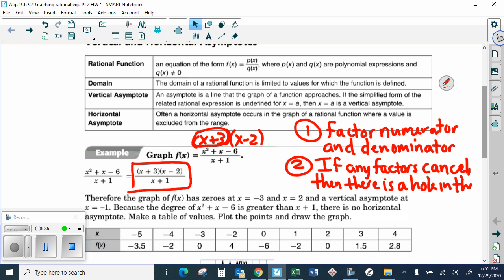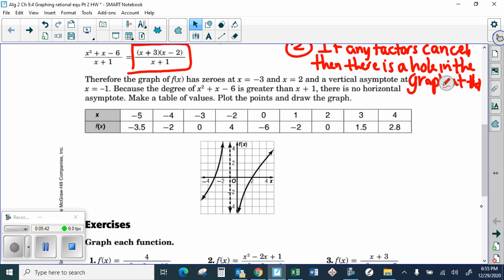In the graph at that x value. Okay, after you draw the graph, where that x value came out to be 0, say you're canceling two factors, x plus 3 over x plus 3. That means when I say that equals 0, I get x equals -3. That would mean at x equals -3, you put a hole.